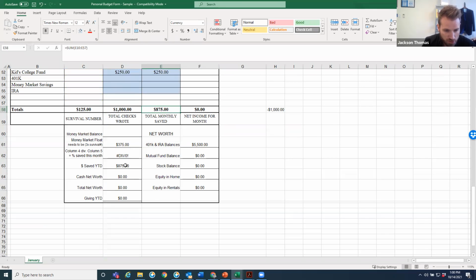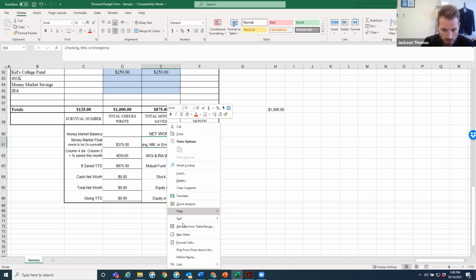Then I saw a lot of people that weren't filling this stuff down here. So what I want you to do is, I'm going to update this. This needs to be your money market account or checking account. So this would be like your emergency fund to a degree, right? How much do you have in your emergency fund? So we could call this checking, money market, or emergency fund. Okay.